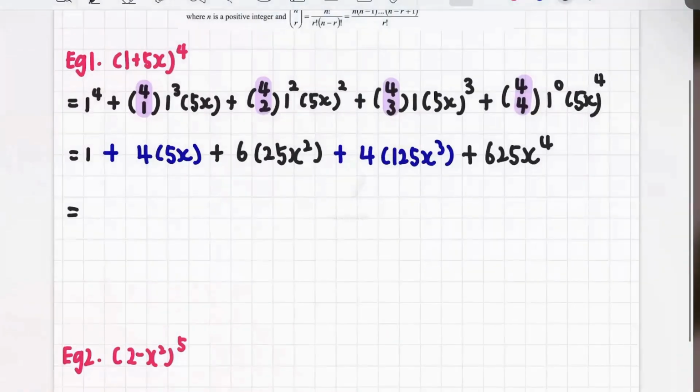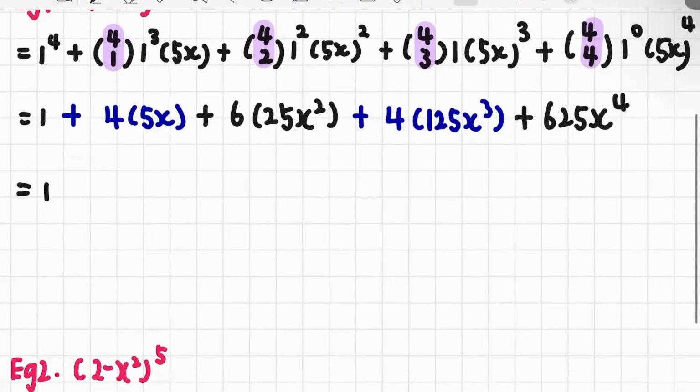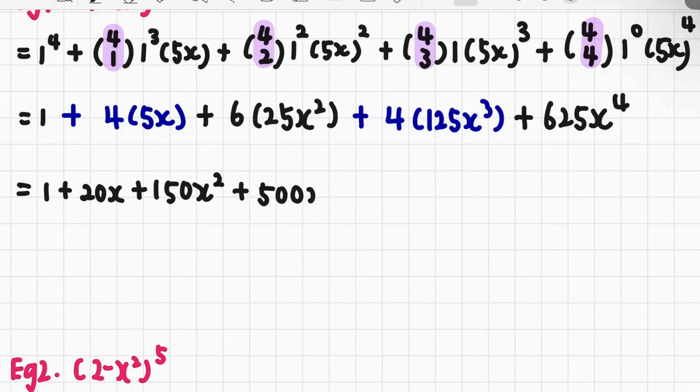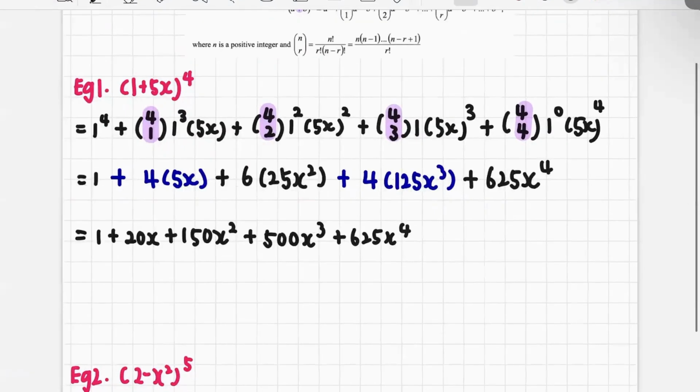I don't need the calculator already. So I simplify this thing. This one is 20x. Oh, 6 times 25 gives me 150. Then after that, 4 times 125 gives me 500 x power 3. Last one is just 625 x power 4. See, so you're just making use of the formula.